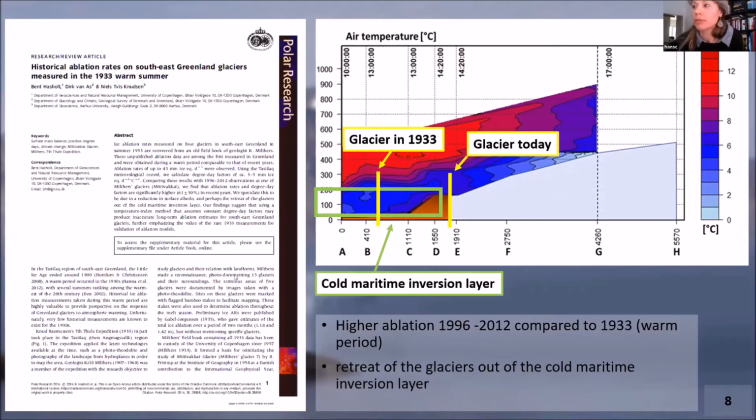So, and for this reason, it is important to develop our knowledge about the spatial and temporal variability of temperature inversions.